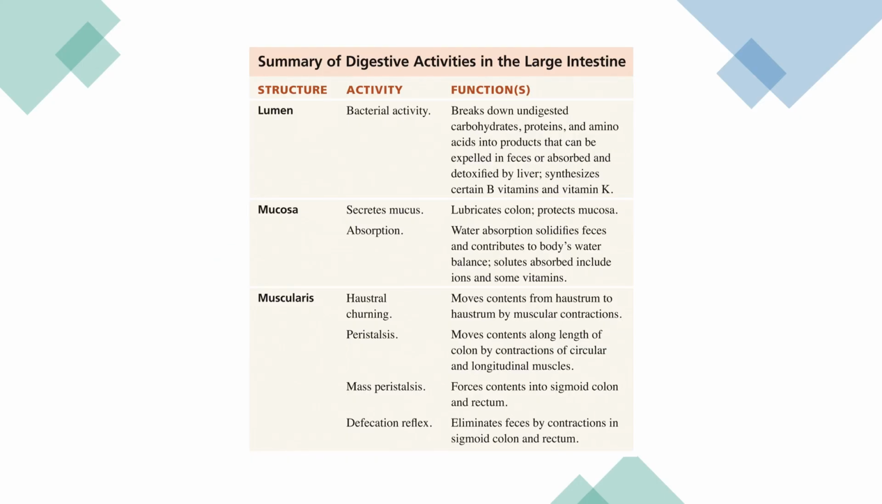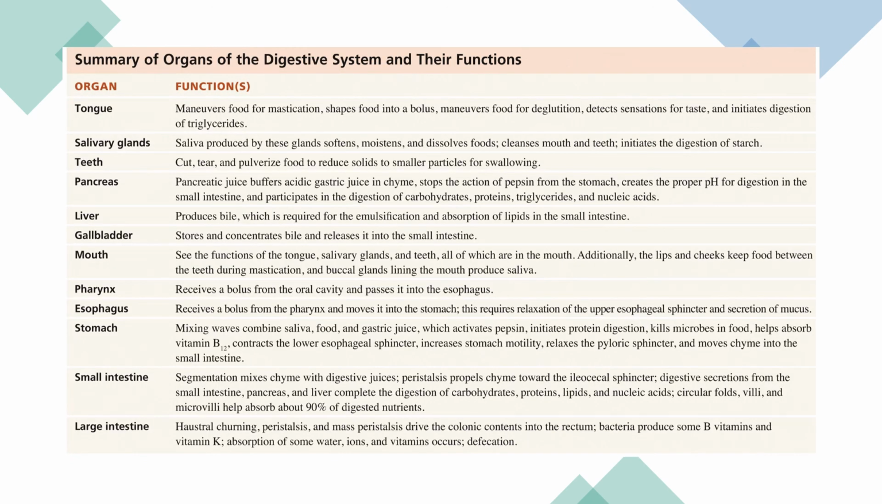This table here summarizes the digestive activities in the large intestine. It shows the different structures, the lumen, mucosa, and muscularis, shows the activity within each of them, and then their functions as well. And then this table summarizes the functions of all the digestive system organs, all those accessory organs, and the gastrointestinal tract organs. Also going to show their functions here, so good, just a summarizing table here.